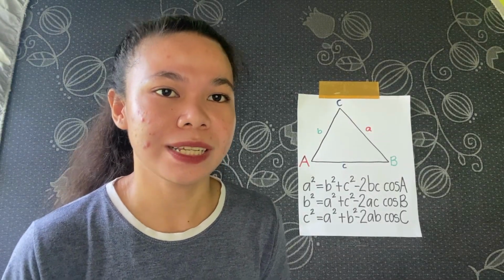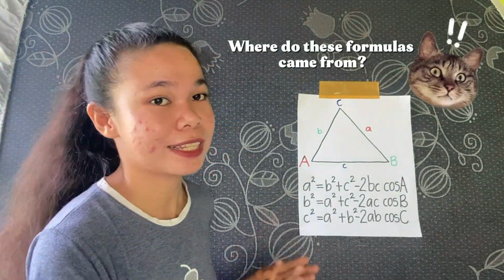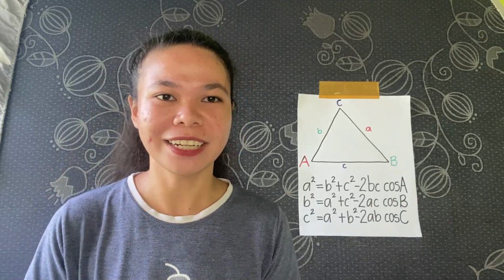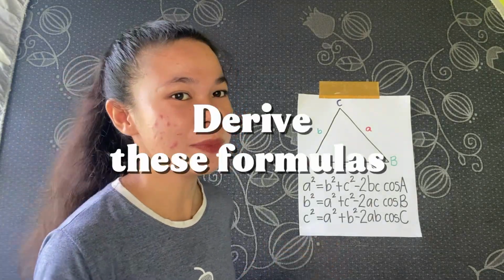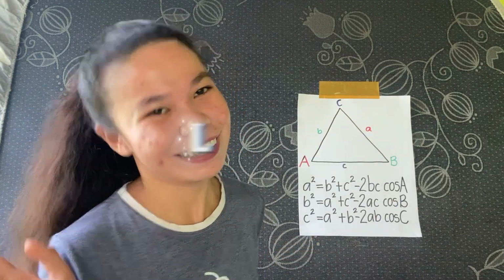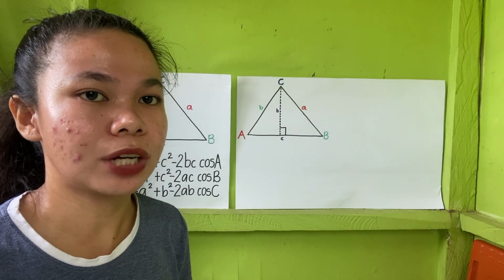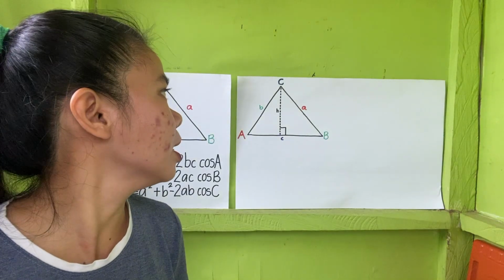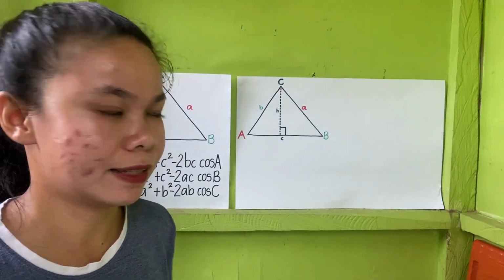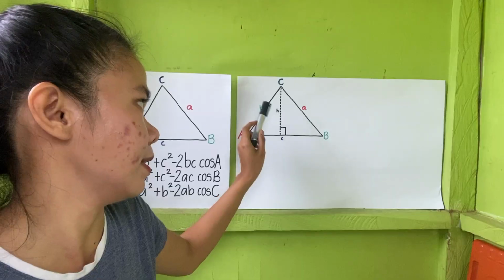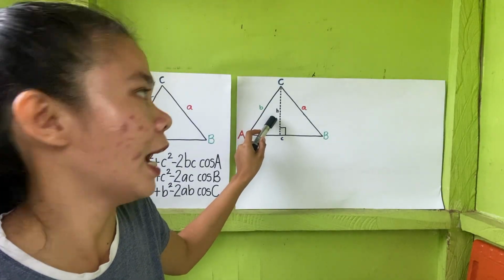Now, the question is, where do these formulas come from? Well, that's what we are going to find out. We will derive these formulas, so let's go. To do this, we are going to drop down an altitude from angle C down to side c, just like what we have here. And we label this one as h, which stands for height.